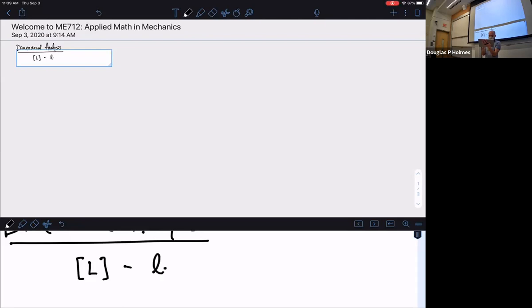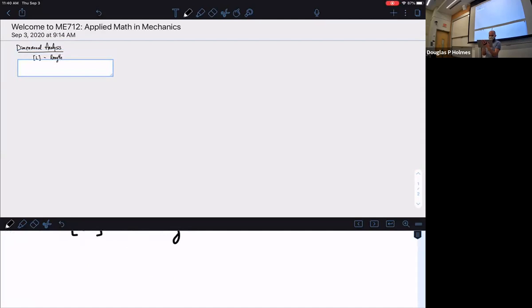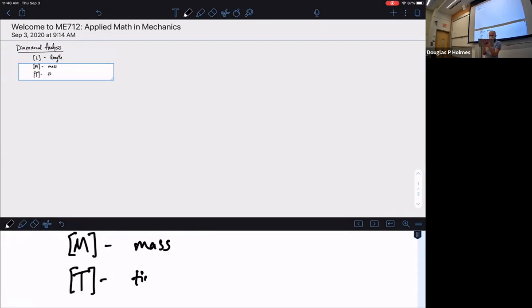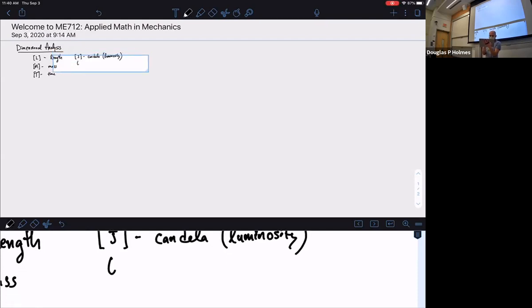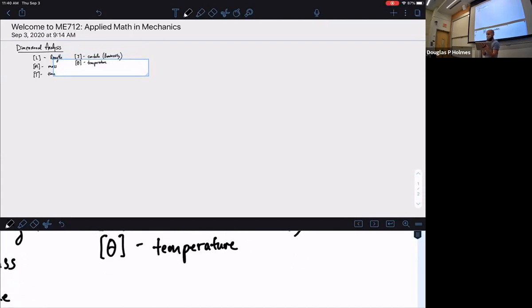So we use L for length, M for mass, T for time. We said candela, which is usually denoted with a capital J, and that's for luminosity. Temperature has the annoying symbol of capital theta, because T is taken. We have current, which is usually denoted with the capital I, and we're still missing one more. I'll show you why these symbols matter in just a second.